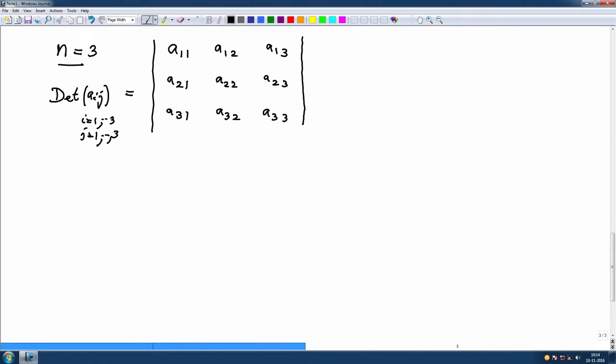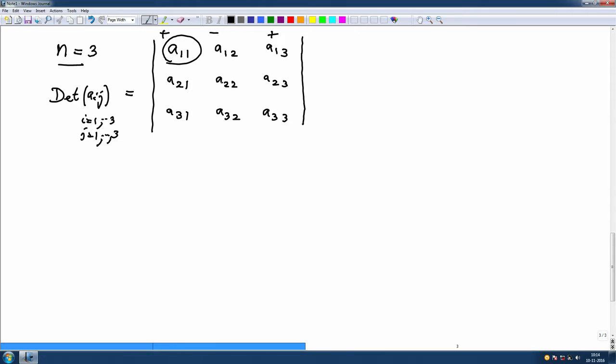So the usual recipe given was: take A1, fix this entry. Then you take the 2 by 2 determinant. This is with the plus sign. Then with the minus sign, this one. Then remove this row and this column and this row. And then that one with the minus sign and again with the plus sign, same.